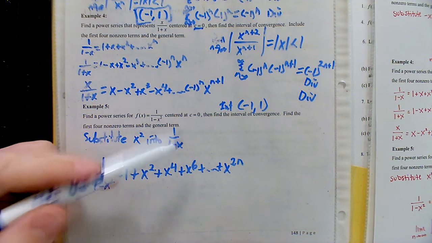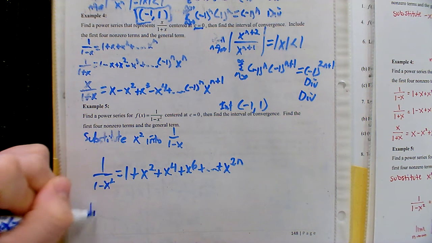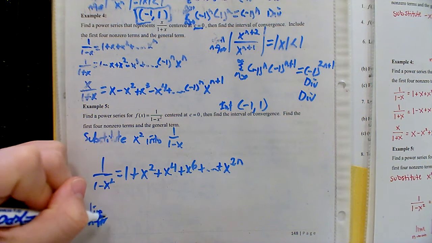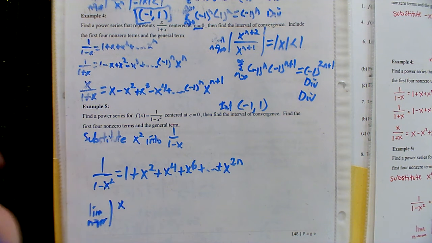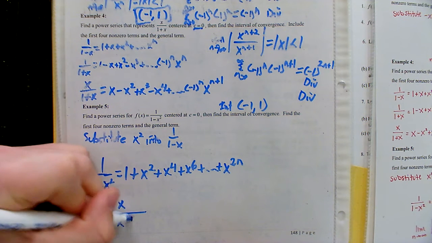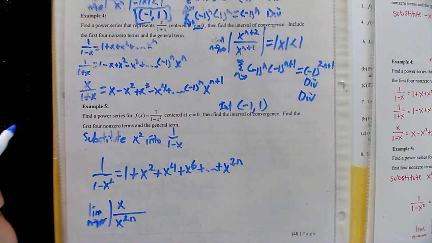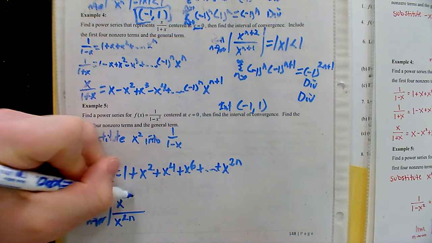We did at least 4 terms and the general term, so now we need to do the interval of convergence. Limit of the absolute value, x to what power goes on top? The bottom is x to the 2n, that's our original. Which is on the top? 2n plus 2. Yes, remember, n becomes n plus 1, so you have to distribute the 2. So 2n plus 2.